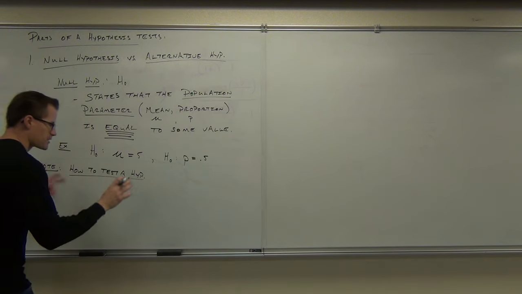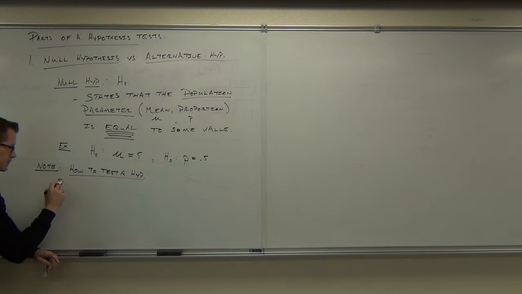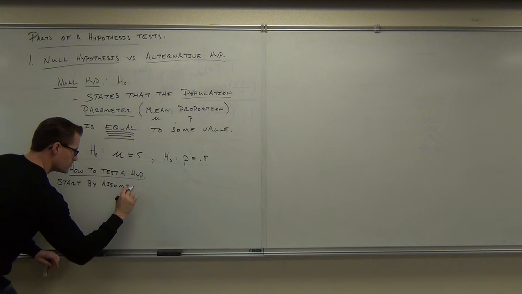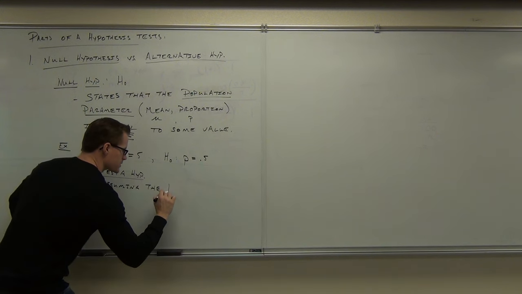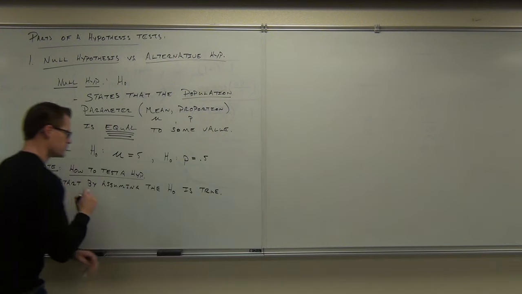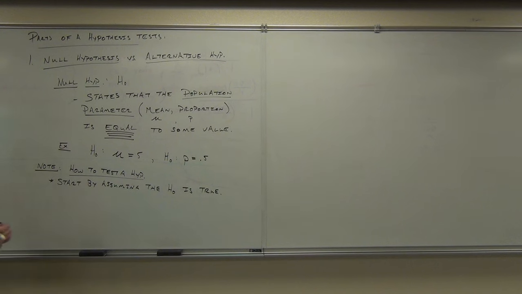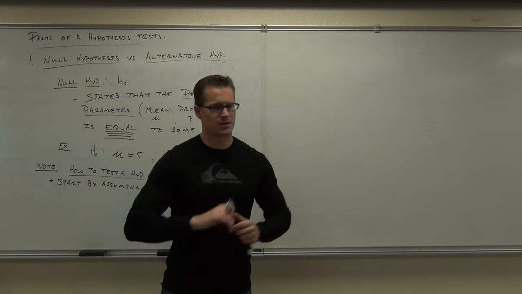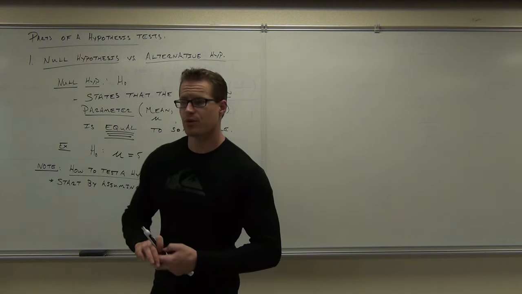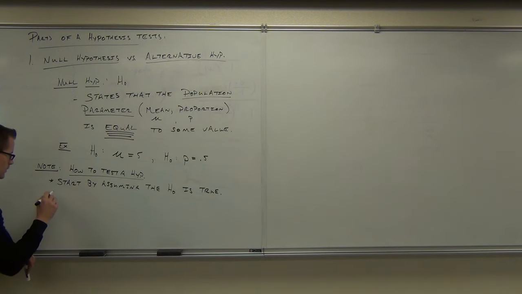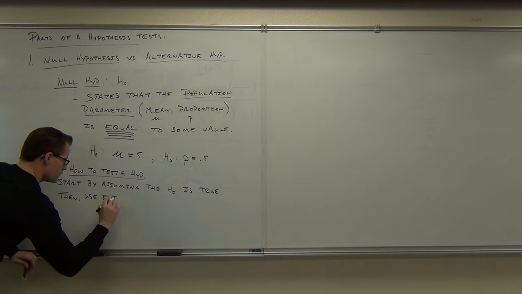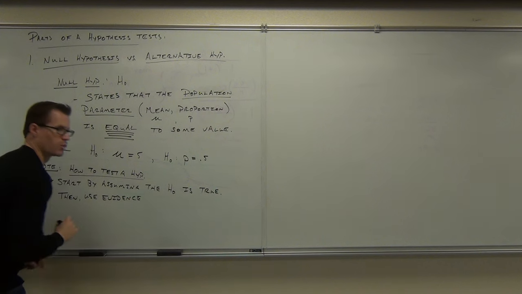So how you do a hypothesis test, you begin by assuming the null hypothesis, H sub 0, is true. You start by assuming the null hypothesis is a true statement. Then you use evidence to reach one of these conclusions. Evidence, by the way, is given to you by your sample.